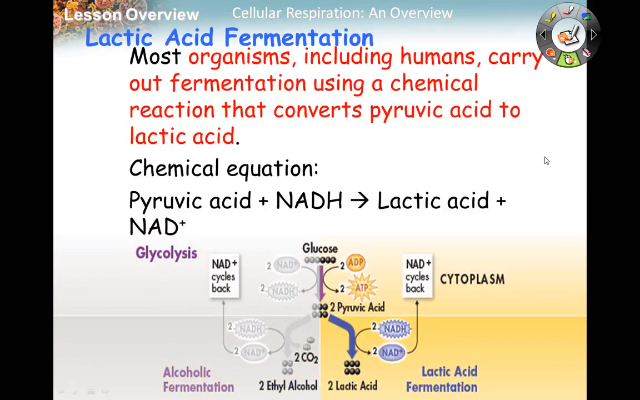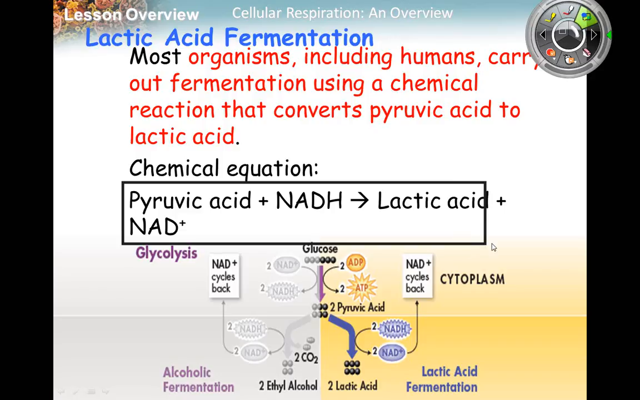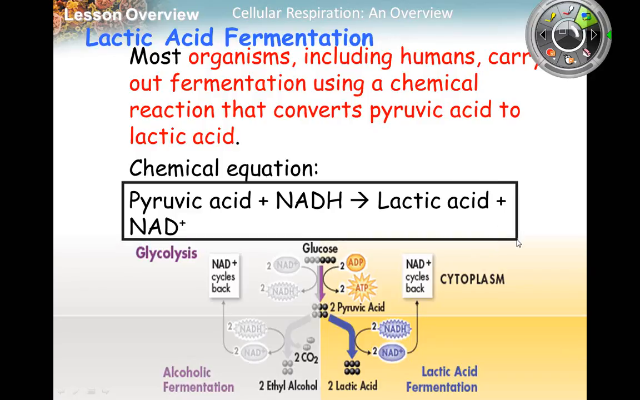Lactic acid fermentation. Most organisms, including humans, carry out fermentation using a chemical reaction that converts pyruvic acid to lactic acid. Here's that formula that you can write down. This here is the lactic acid fermentation. The other one was alcoholic. Once again, humans go through lactic acid fermentation.